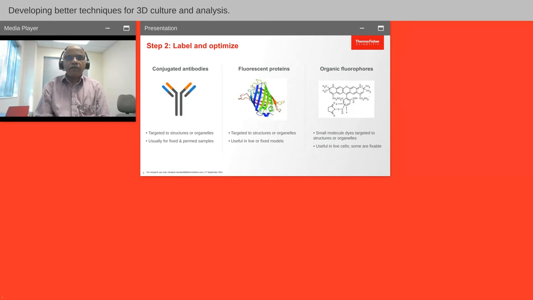And then we have organic fluorophores, which are small molecules. These are mostly used in live cells, live spheroids or organoids, and some of these probes can also be used in fixed samples. You can also fix after staining the spheroids or organoids.